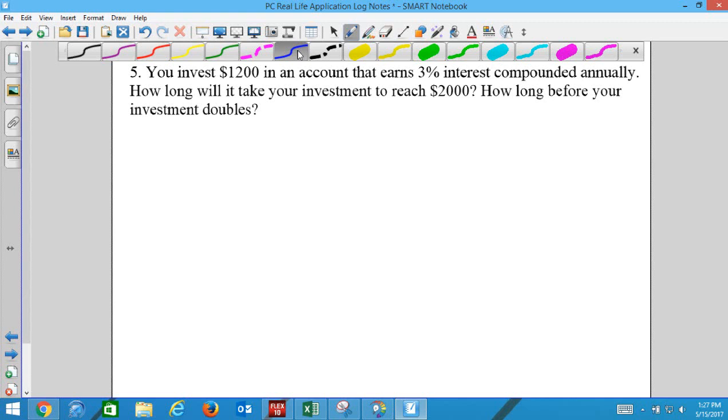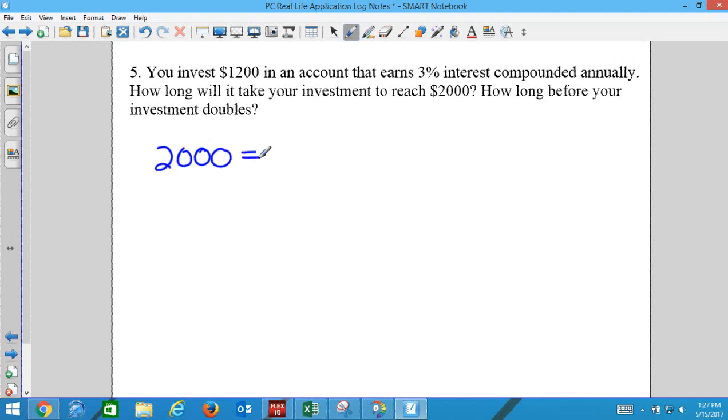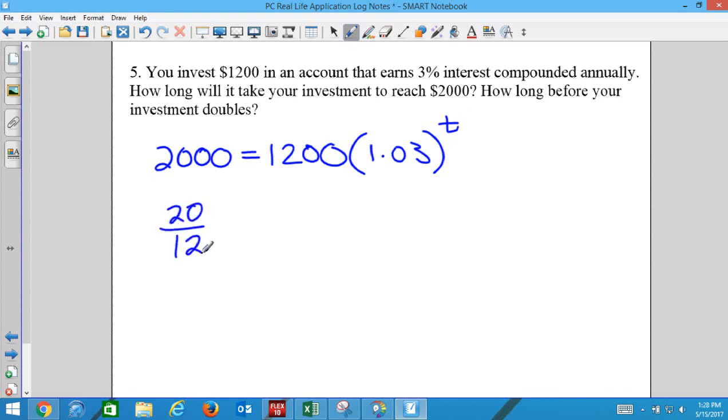All right, so we're going to want this to equal 2,000, and we're starting at 1,200. This is an increase of 3%, so it's going to be 1.03. We're taking 1 plus 0.03. Then we're going to divide both sides by 1,200. That's 20 over 12, or 10 over 6, or 5 over 3. You can leave it at 2,000 over 1,200 if you want.